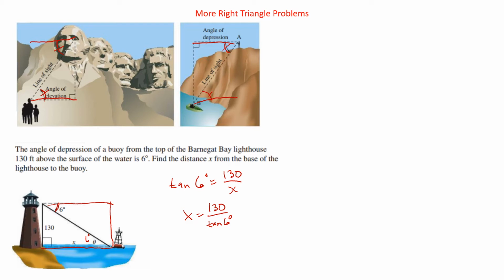But 130 divided by tangent of 6 degrees is going to be about 1,236.9. And then we need units. It's 130 feet, so this will be feet. So the buoy is 1,236.9 feet away from the base of the lighthouse. So that's kind of like a basic one.